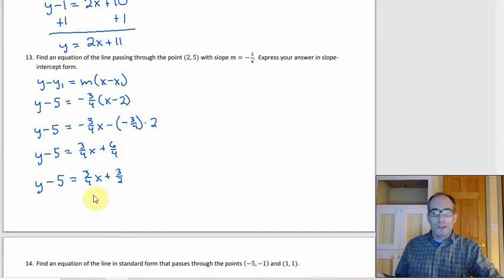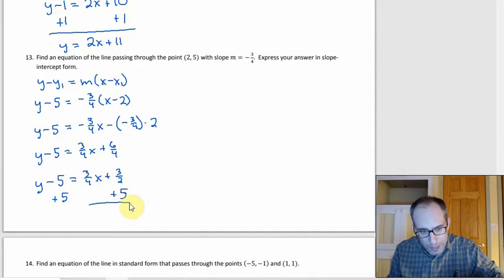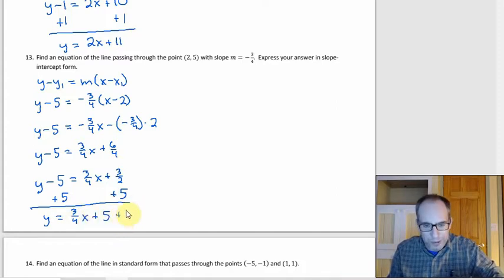And we know to get it into slope-intercept form, we need y by itself. So we're going to have to add 5 to both sides. So we can do that. So we're going to have that y is negative 3/4 x plus, and I guess I'll do the integer first, so plus 5 plus 3 halves.